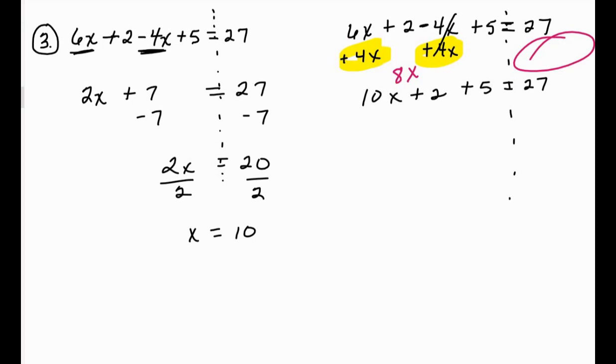Be sure that you understand that you're not getting rid of this 4x, you are combining it with the 6x. You're not getting rid of it and moving it to the other side by doing it this way. I need to combine my like terms. 6x minus 4x is 2x.